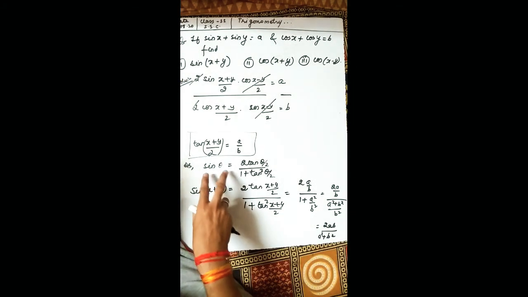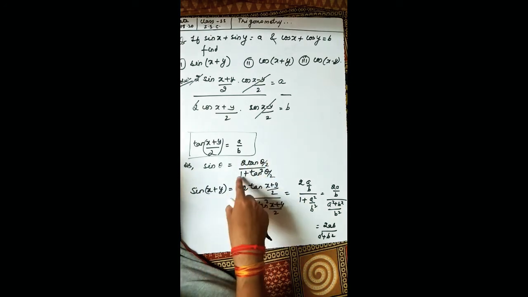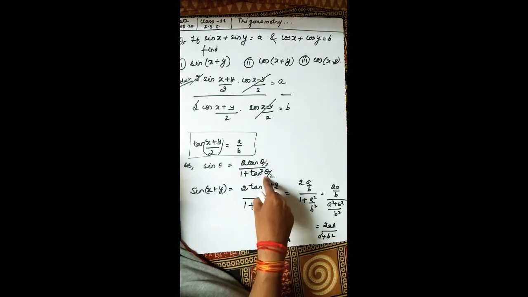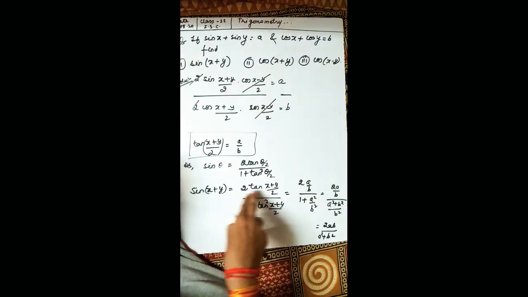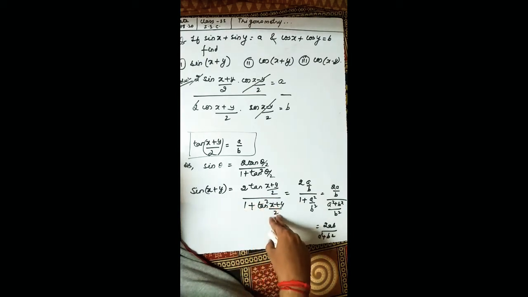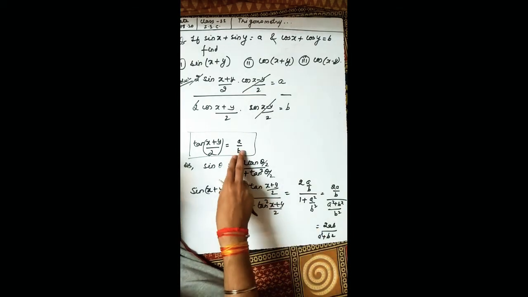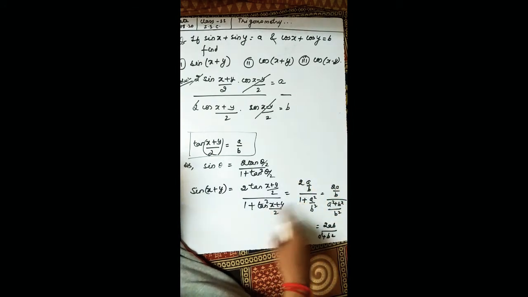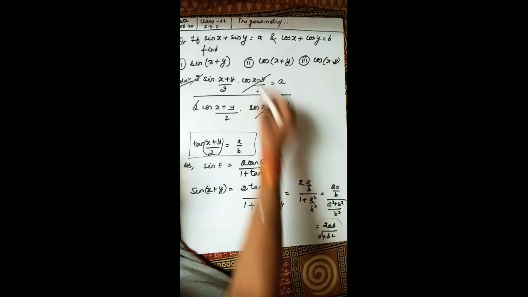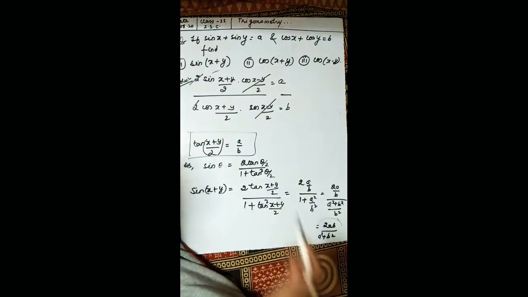Now you know sin theta in terms of tan. This is 2 tan(theta/2) upon 1 plus tan square(theta/2). So similarly, sin(x+y) will be 2 tan((x+y)/2) upon 1 plus tan square((x+y)/2). Now you already have this value, so substitute it: 2 times a upon b upon 1 plus a square upon b square, and on solving we got this as the answer, which is the value of this. Now how to find the value of this one?